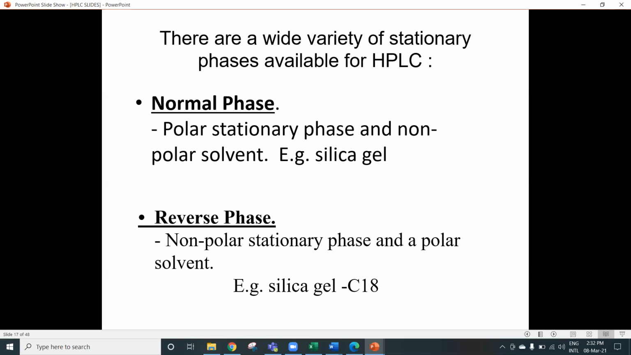Then the reverse phase. In reverse phase, your stationary phase is non-polar. And for partition to occur, your solvent or your mobile phase must be polar. And for reverse phase, the type of analytes that you analyze will be non-polar analytes.